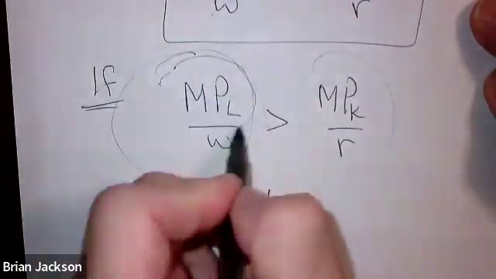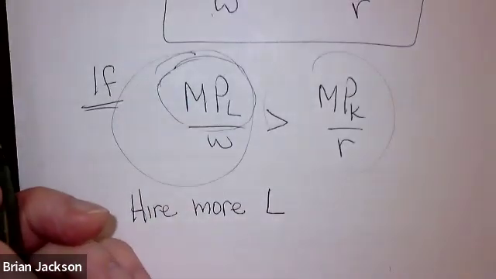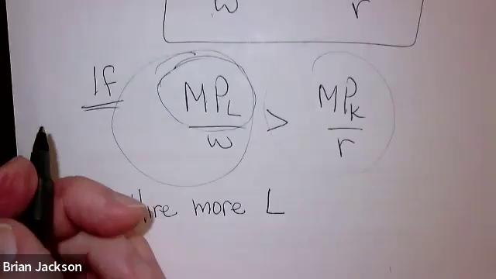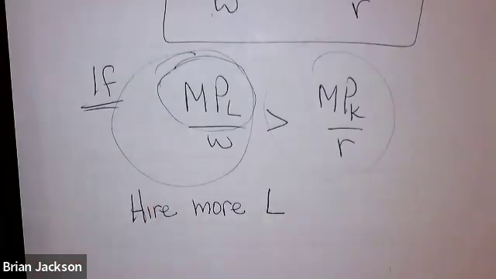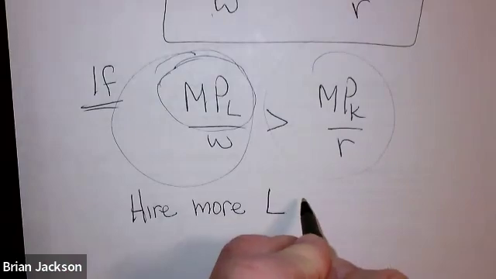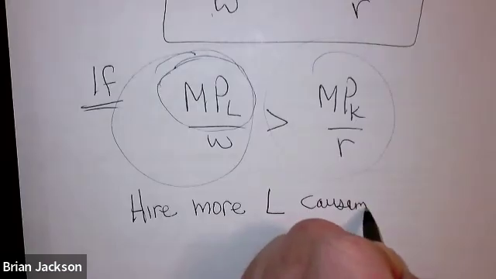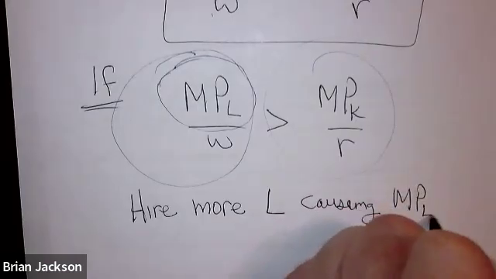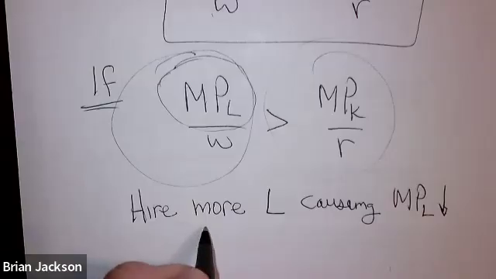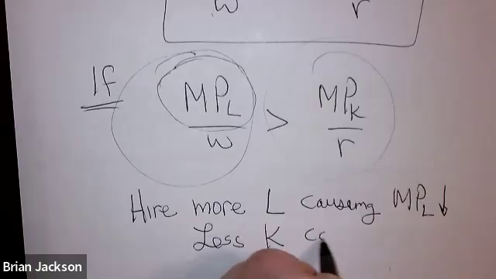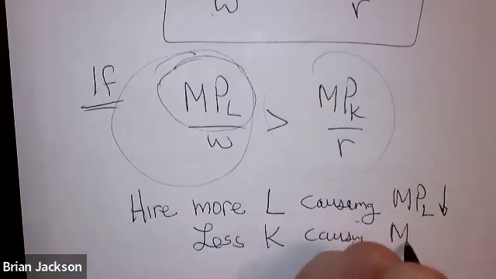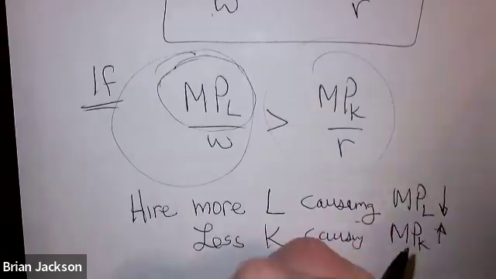Because there's this thing again called the diminishing marginal product of labor. Again, in the short run, as you hire more and more workers, the marginal product of workers goes down. Remember us looking at that in that table just a moment ago? So we'll hire more workers, causing the marginal product of labor to go down. You hire less capital, thus causing the marginal product of capital to go up.